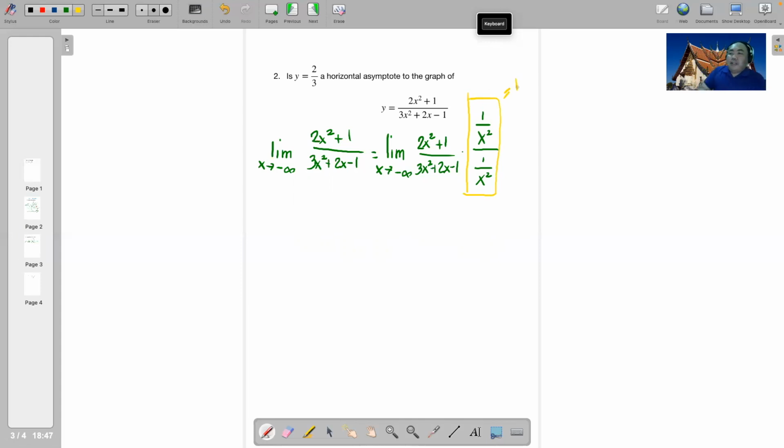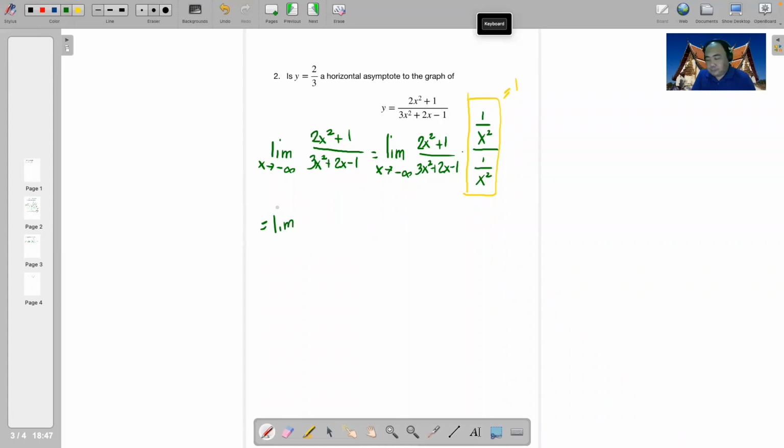Well, if you have a very negative large number, you square that, you get a very positively large number. So you have 1 over a positively large number divided by 1 over a positively large number, which should give us 1. So, we are assured that this is 1, so we can continue.